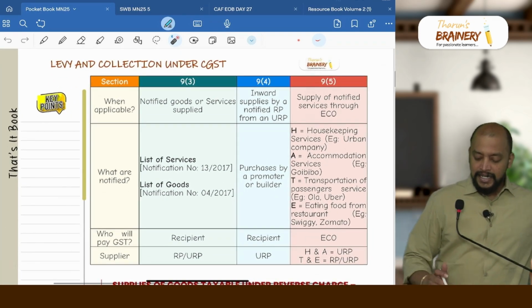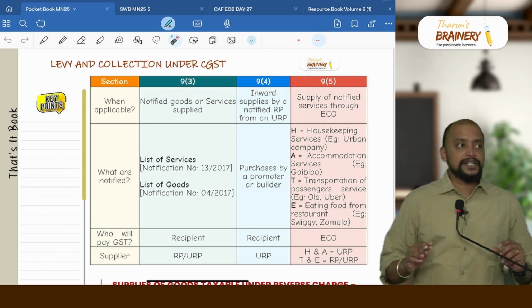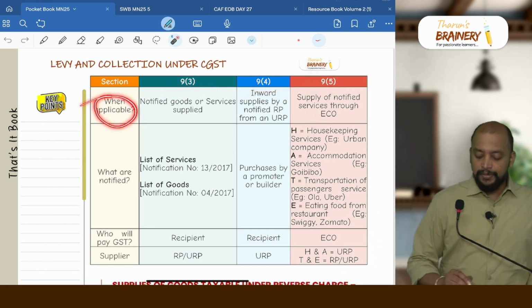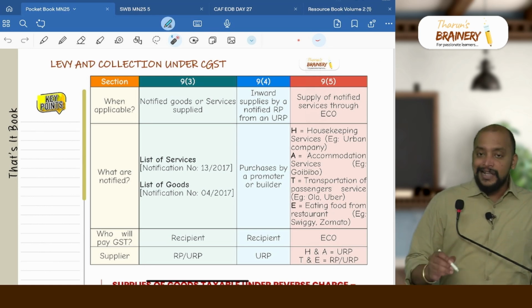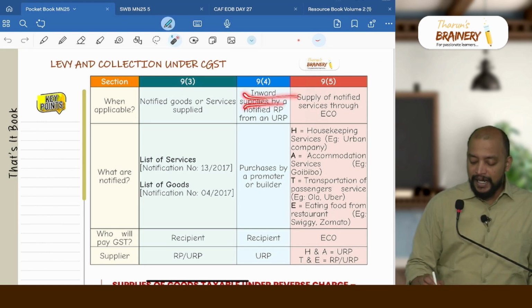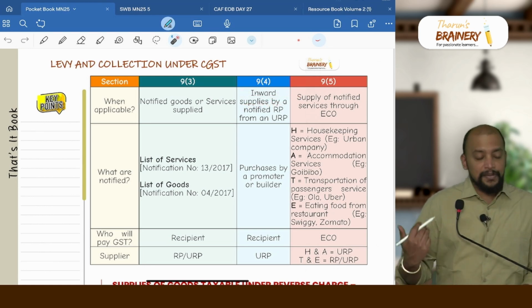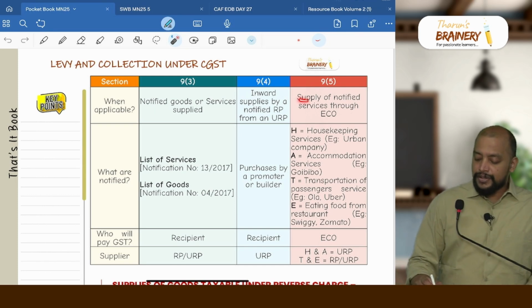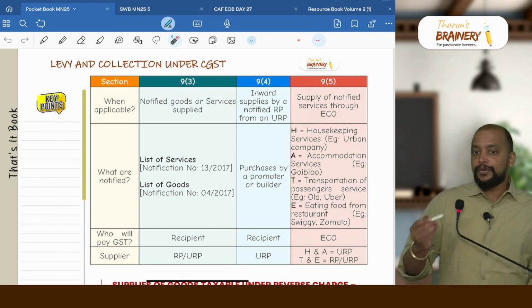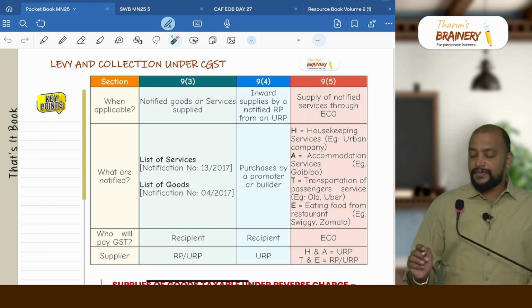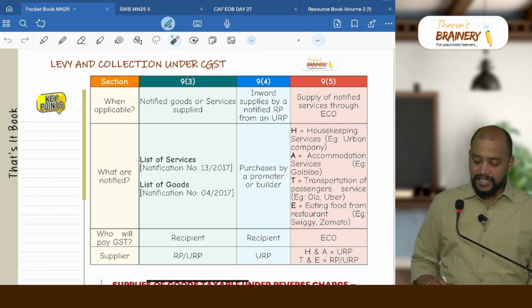In this you can see here 9(3), 9(4), 9(5), what is the comparative difference when applicable. 9(3) is applicable in case of notified goods or notified services. 9(4) is applicable in case of inward supplies by a registered person from an unregistered person. 9(5) is notified services through an e-commerce operator. So what is being notified? For 9(3) we have notified goods and notified services: goods under notification 4 of 2017, services under notification 13 of 2017.